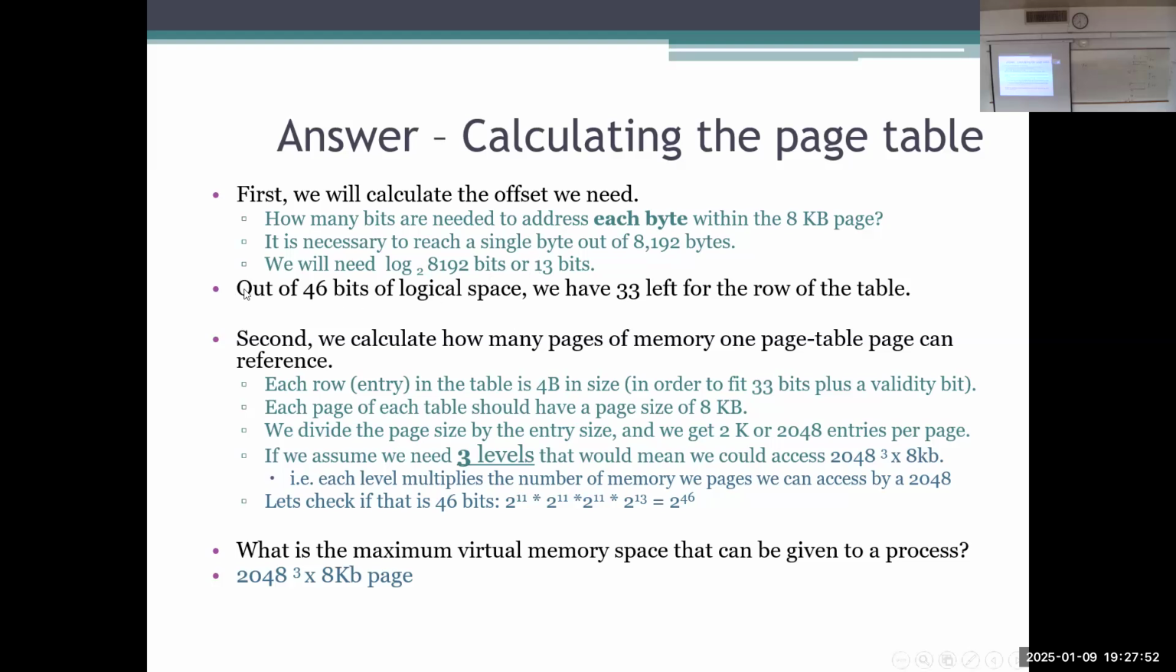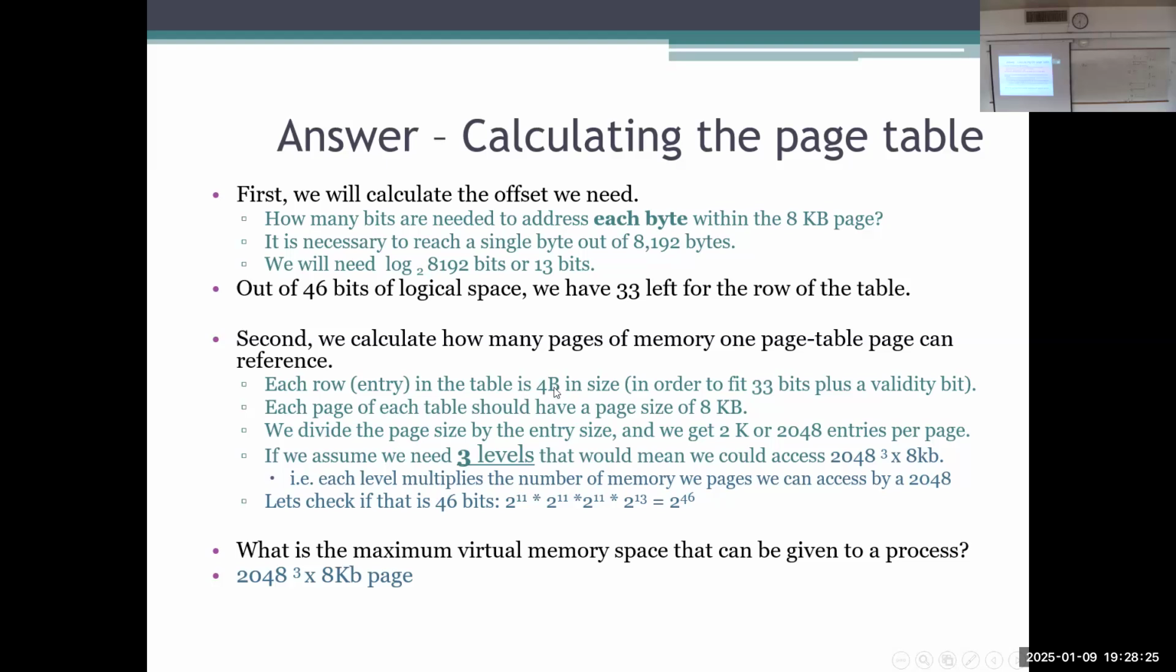13. Out of 46 bits of logical space, we have 33 left over for the row of the table. Each row, because remember, we're not gonna store the offset in the row, we're just gonna store the row. Now, it happens to be that 33 bits fits into 4 bytes. We calculate how many pages of memory one page table can reference. Each row in the table is 4 bytes.